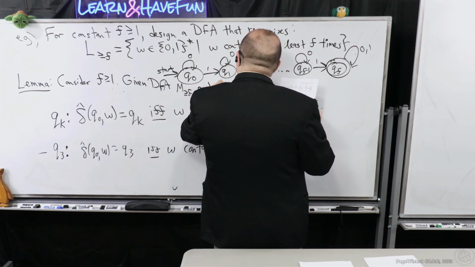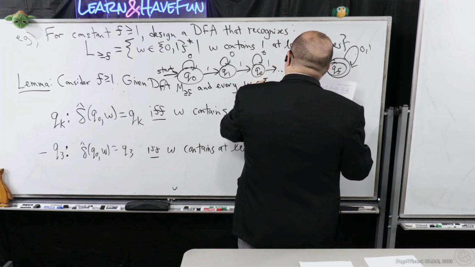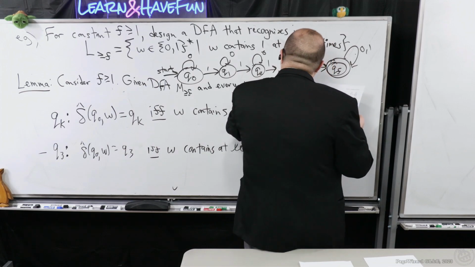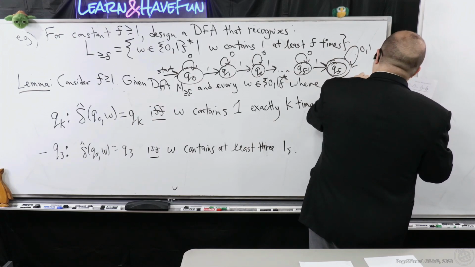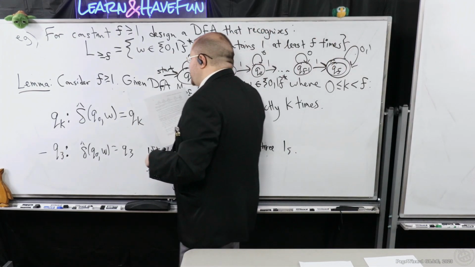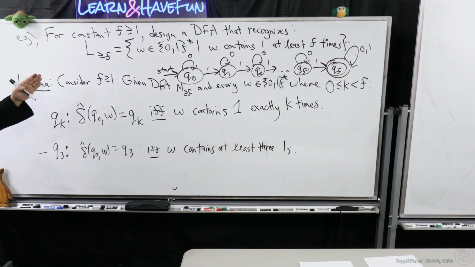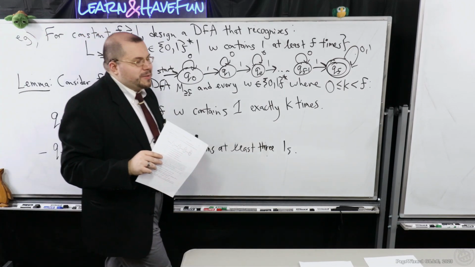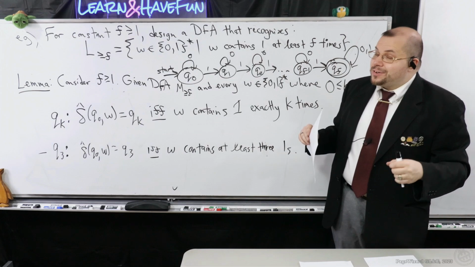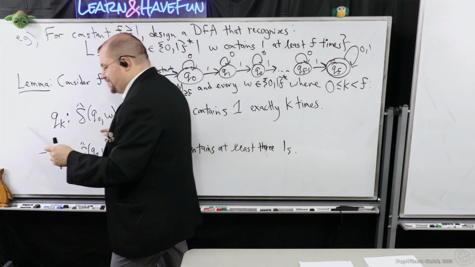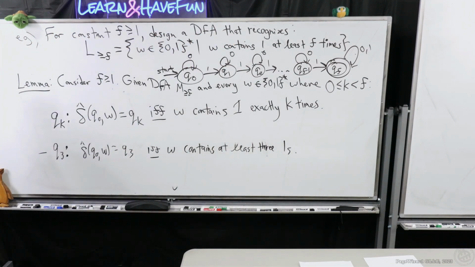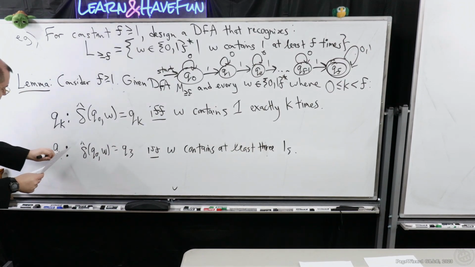And every W, which is a binary string, where 0 is less or equal to K is strictly less than F. So now what we're saying is K is going to vary from 0 up to but not include F. So 0 up to F minus 1. Now look at what we have here. Do you notice that I didn't change anything here, right? Except now I just changed this. Instead of it being Q3, now it's QF.